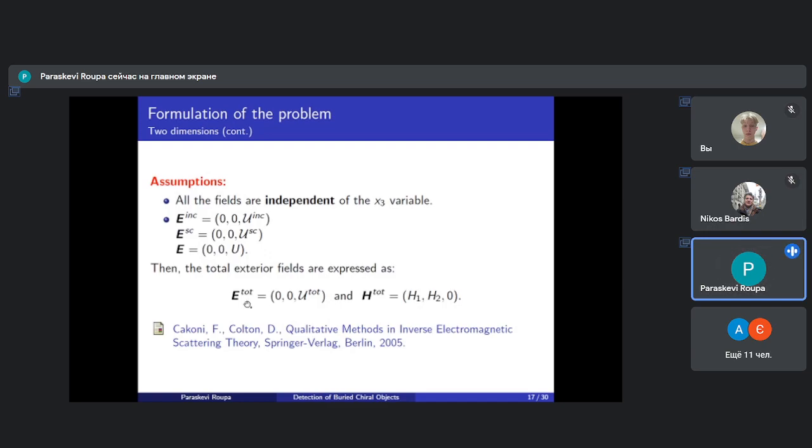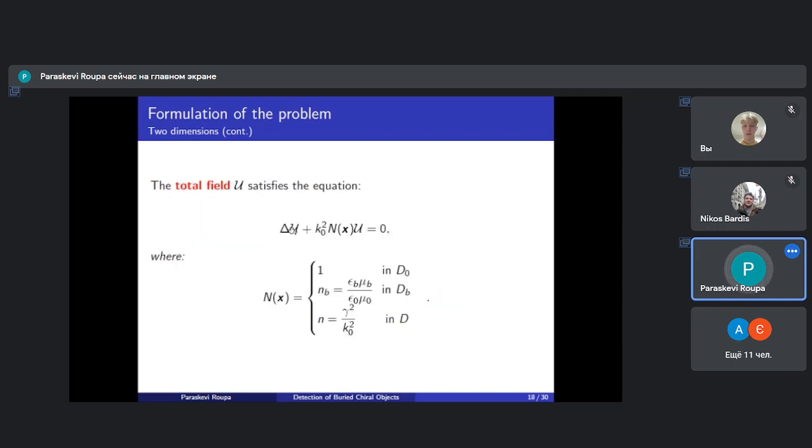By using these assumptions, it is easy to see that the total electric field is given by this form, and by using the Maxwell equations, we can obtain that the total magnetic field is given by this form. Then, for the total field U we can write a compact formula for the three spaces that we are interested in studying our problem. The compact formula is given here, and it is, in fact, a Helmholtz equation with a corresponding wave number, as we can see in this slide, where n of x is equal to this formula, and this formula depends on the space that we are in.